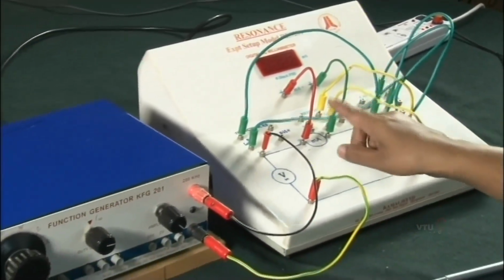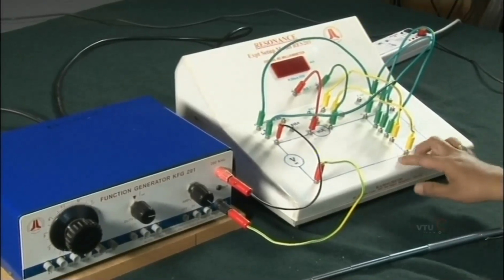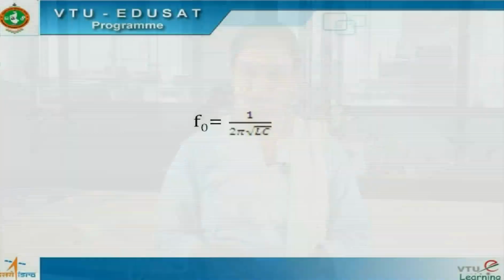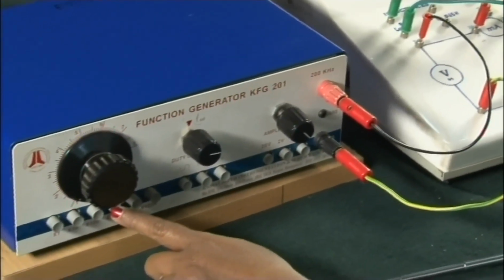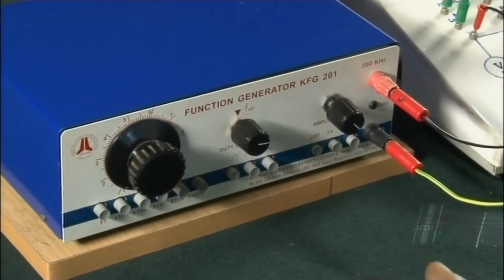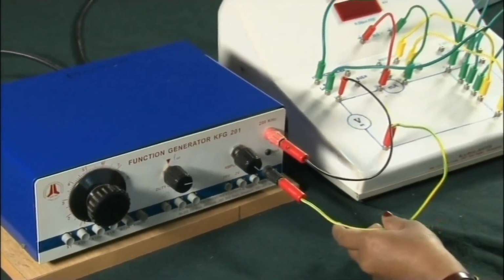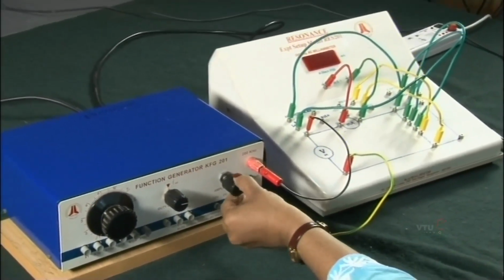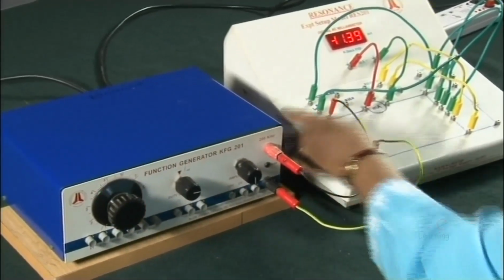So, this chosen value of L and C will give a natural frequency of the circuit, as given by the equation 1 by 2 pi root LC, which turns out to be 5 kilohertz. In the function generator, we select the range as 1 kilohertz, so that the applied frequency range is in the same order as the natural frequency of the circuit. Set the amplitude of the signal to be maximum. Now switch on.